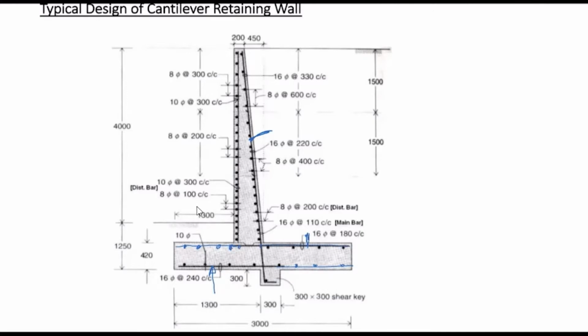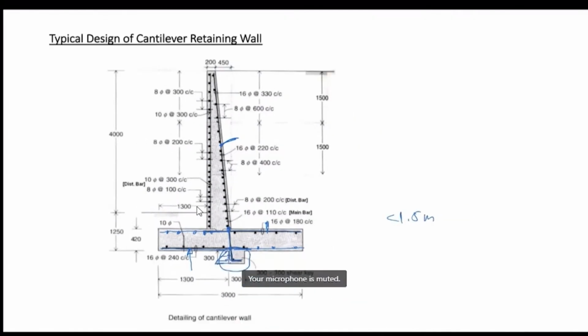The requirement here is the development length. For the toe slab, it is from here to here, and this is the development length. For the stem, up to here, and this is the development length. We can also provide a shear key if the factor of safety for sliding is less than 1.5. By providing a shear key, there will be passive earth pressure, and that will help to resist the sliding force. Okay? Any question up to here?